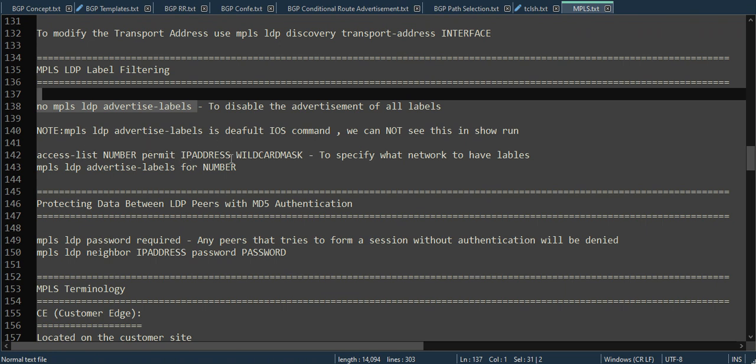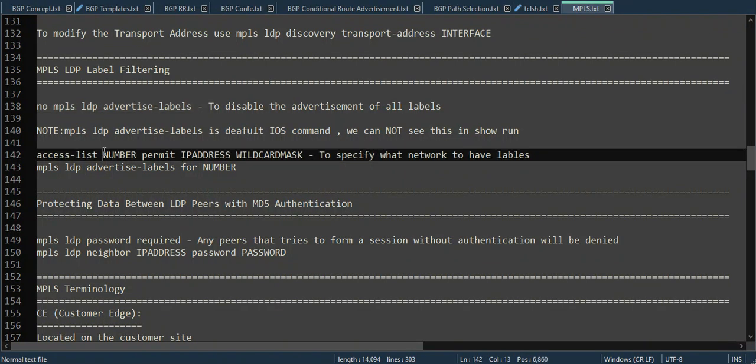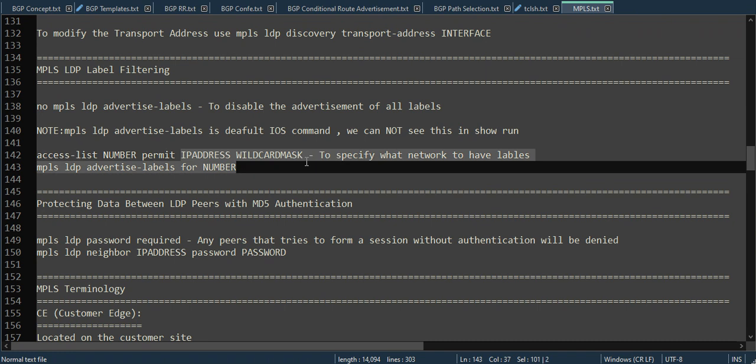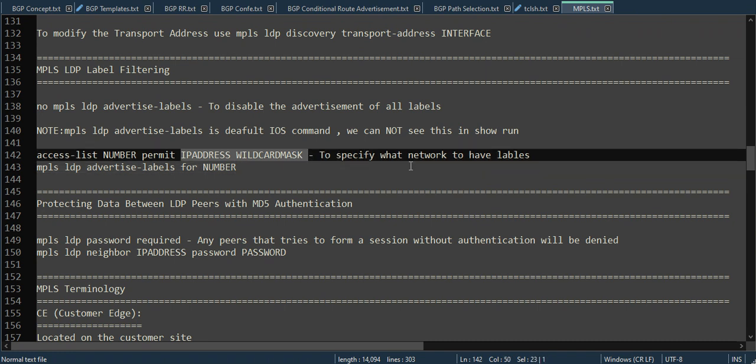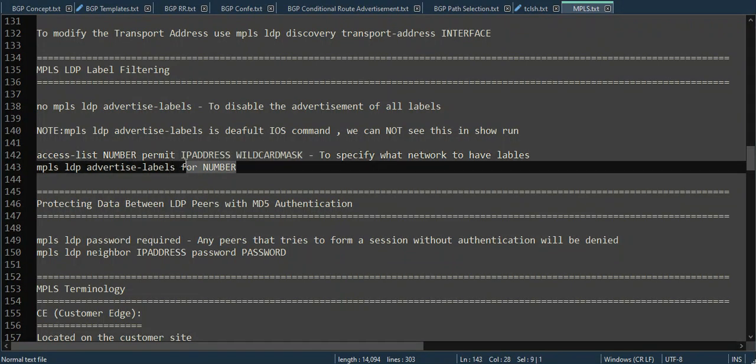Then use an access list to specify our networks for our labels. We create an access list: number, permit, IP address, and mask to specify which networks to advertise labels for. Then we use mpls ldp advertise-labels and specify our access list number. The number is the same number. This is how we can filter our labels.